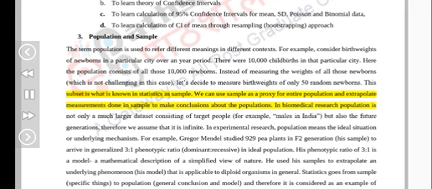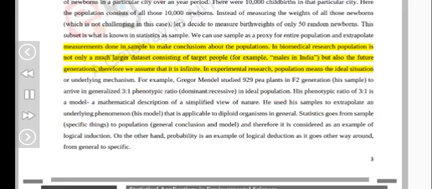We can use sample as a proxy for the entire population and extrapolate measurements done in the sample to make conclusions about the population. In biomedical research, population is not only a much larger dataset consisting of target people, for example, males in India, but also the future generations, therefore we assume that it is infinite. In experimental research, population means the ideal situation or underlying mechanism.